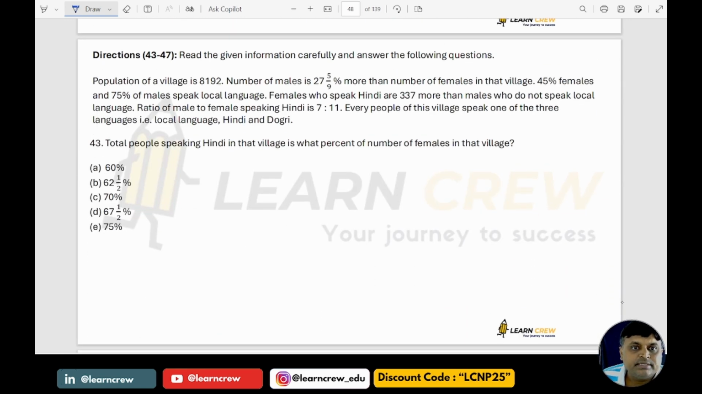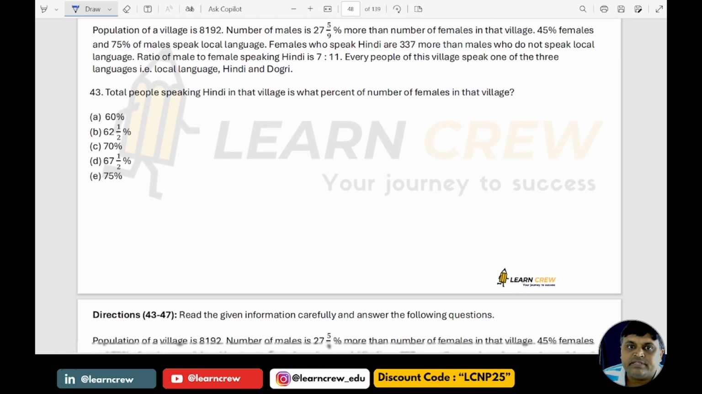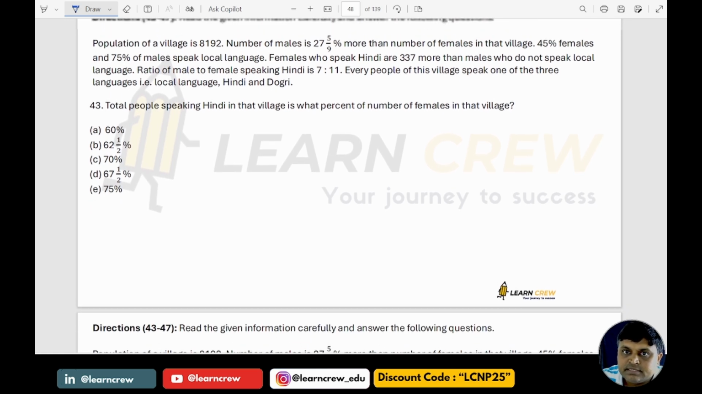Population of a village is 8192. Number of males is 27 5 by 9 percent more than females in that village. 27 5 by 9 means how much? 9 27s: 9 20s are 180, 9 7s are 63. So it is 180 plus 63, 243. 243 plus 5, 248.